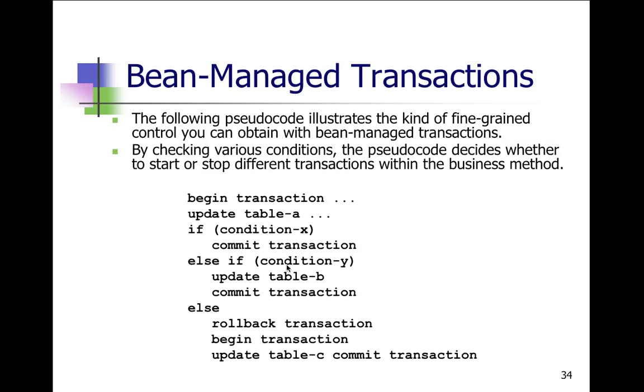The bean managed transaction is from a source code perspective in terms of the implementation of the functionality of that bean, and you're putting the checks in as you're writing through the fine detail of the algorithm and the fine detail of the information you're programming into the bean functionality.